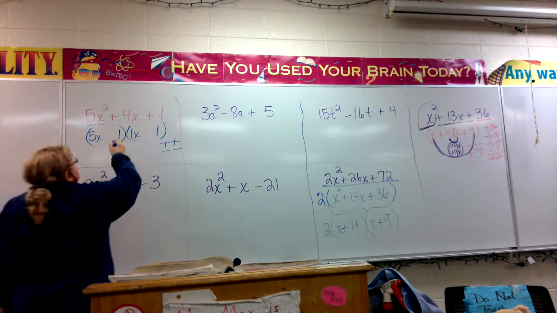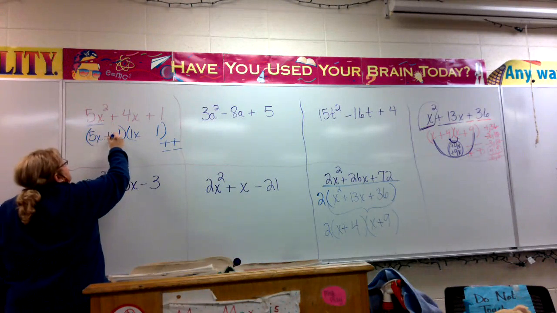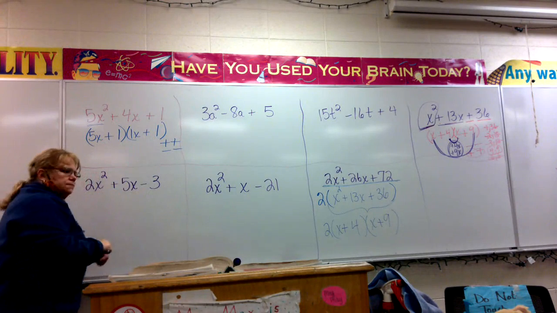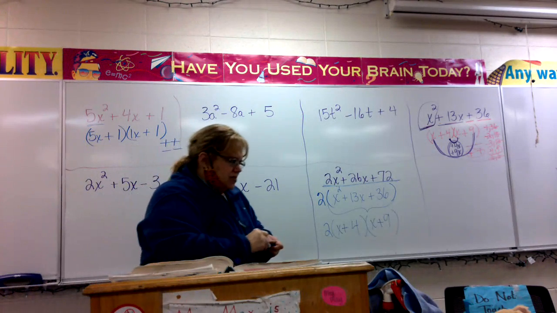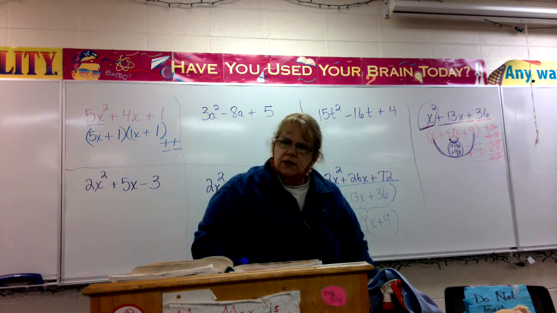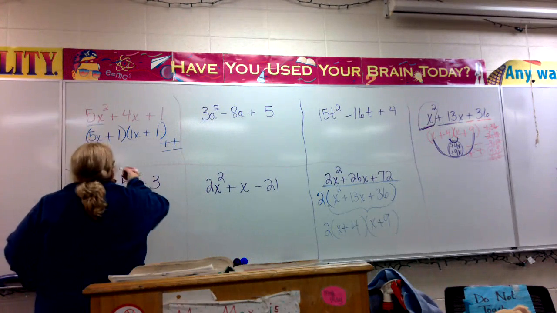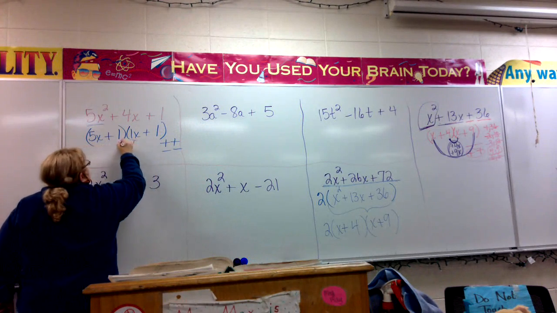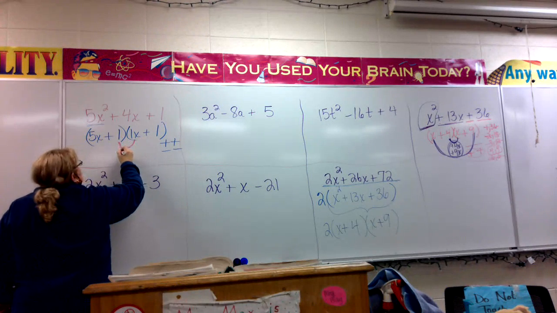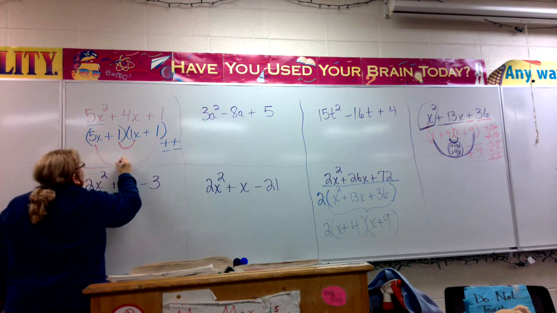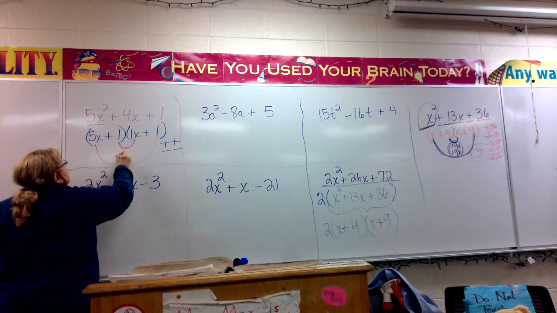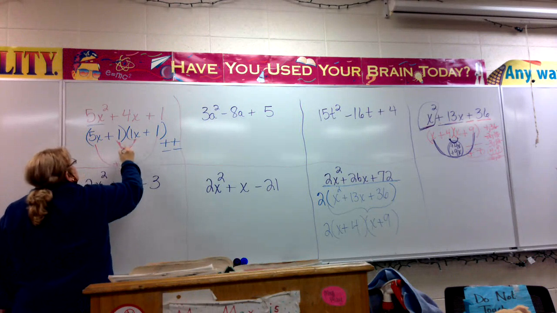And since the middle is a positive, and now you're going to do the inside-outside double check. What do you get here? 7. Oh, yeah, what do you get here? 5x, positive. And what do you get here? 1x.